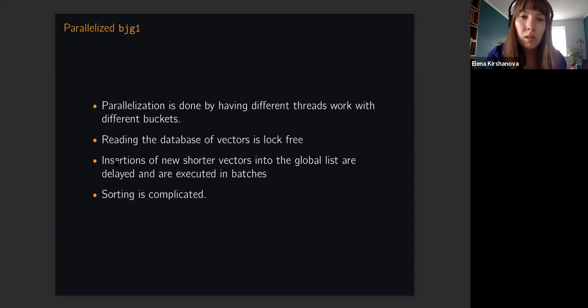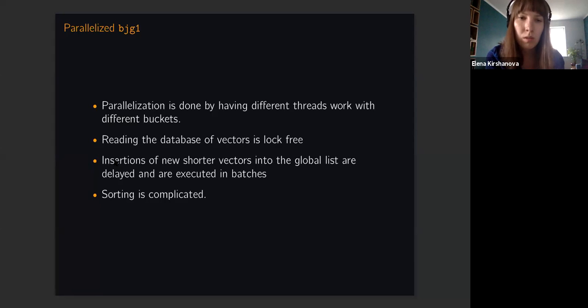And for that reason, the insertions in all the parallelization versions, BGG1 or triple sieve, are delayed and executed in chunks and batches. What is also not particularly trivial to do is sorting, and sorting is done differently between BGG1 and triple sieve.